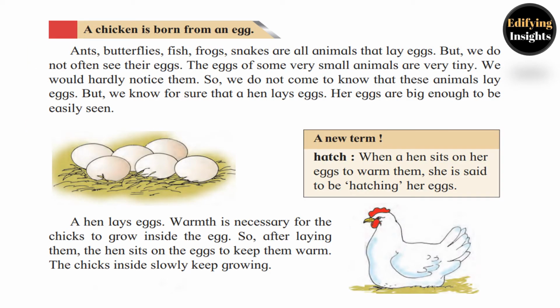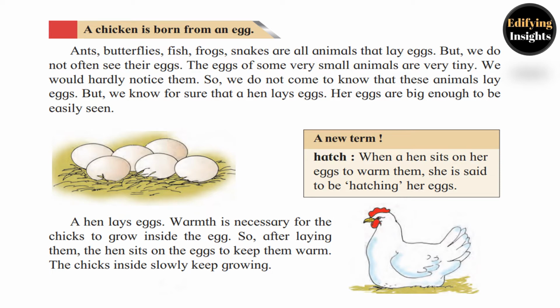Hatching out of the eggs. A chicken is born from an egg. Ants, butterflies, fish, frogs, snakes are all animals that lay eggs, but we do not often see their eggs. The eggs of some very small animals are very tiny. We would hardly notice them, so we do not come to know that these animals lay eggs. But we know for sure that a hen lays eggs. Her eggs are big enough to be easily seen.